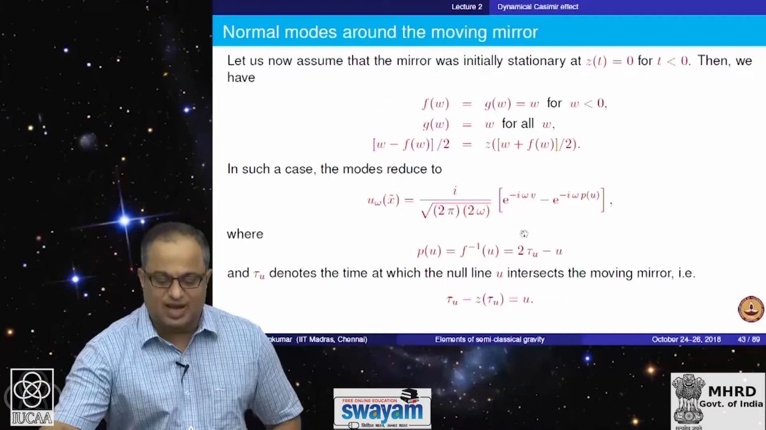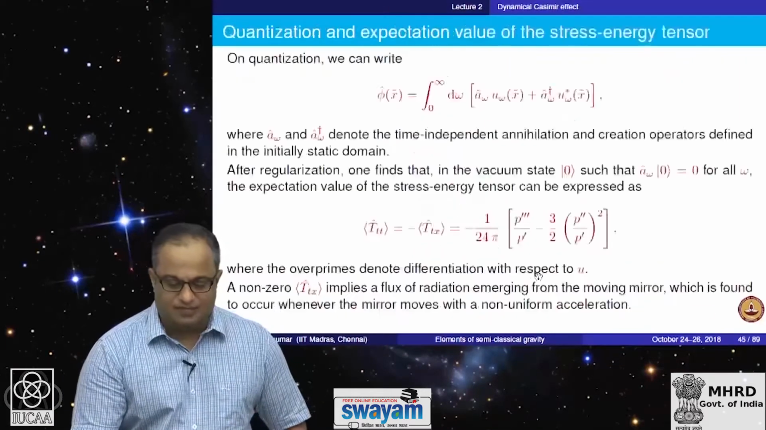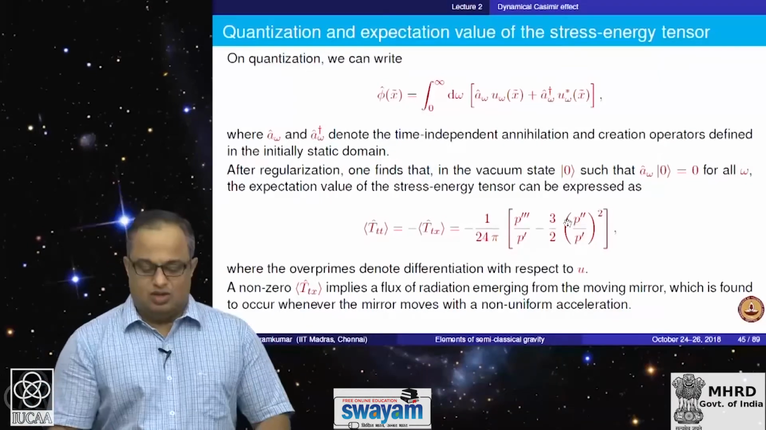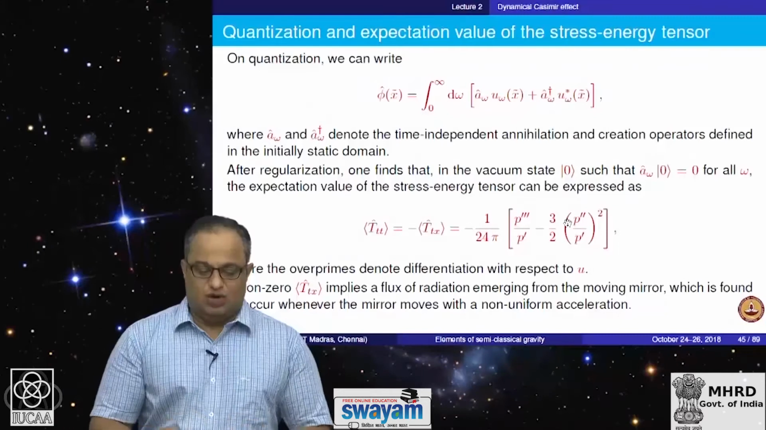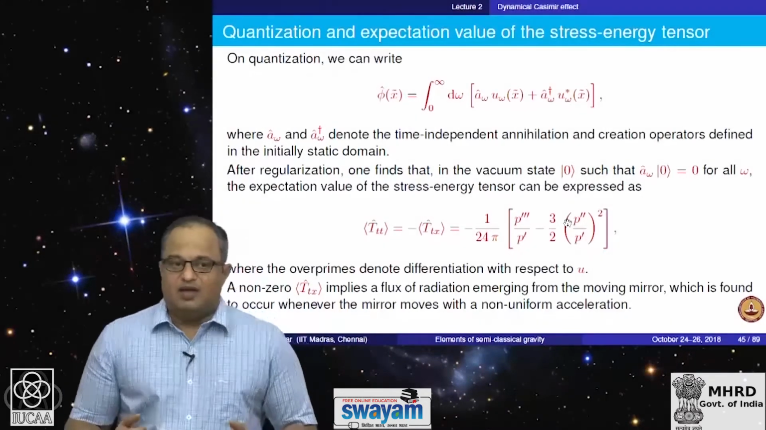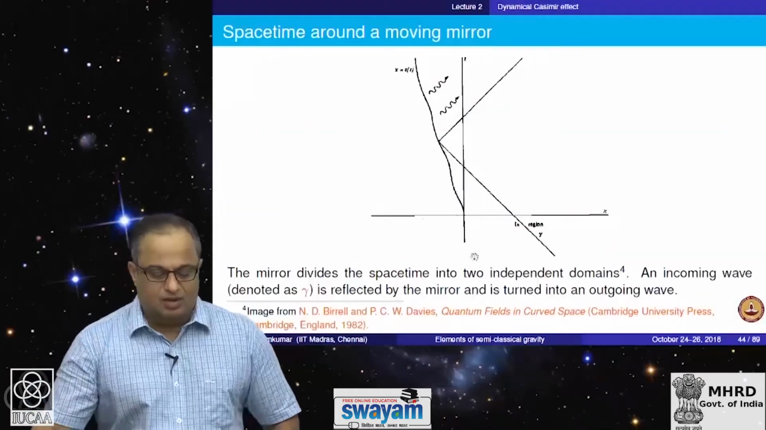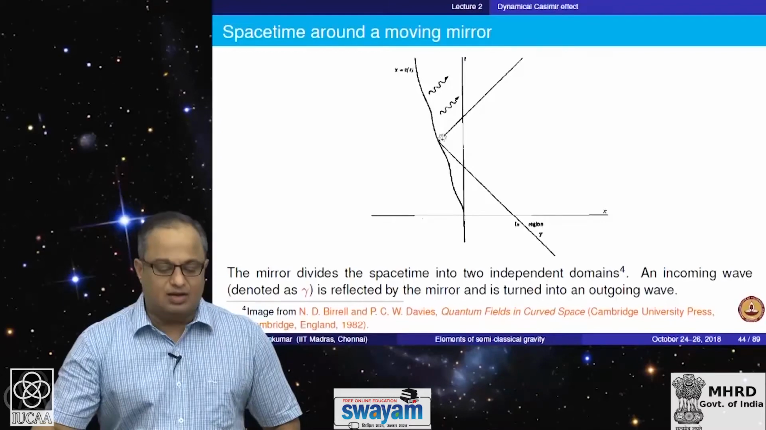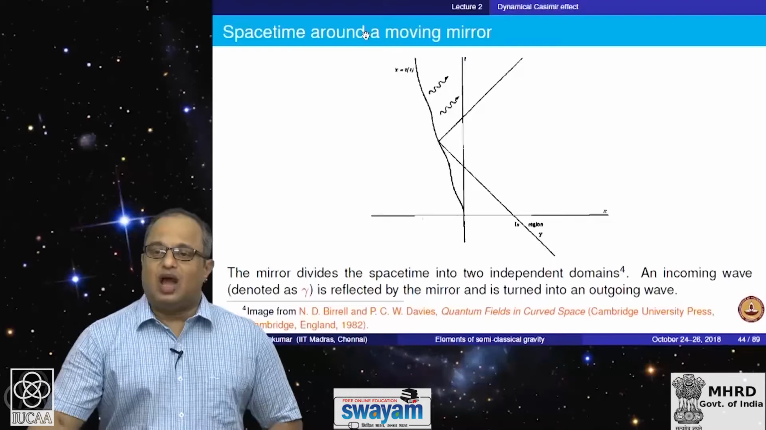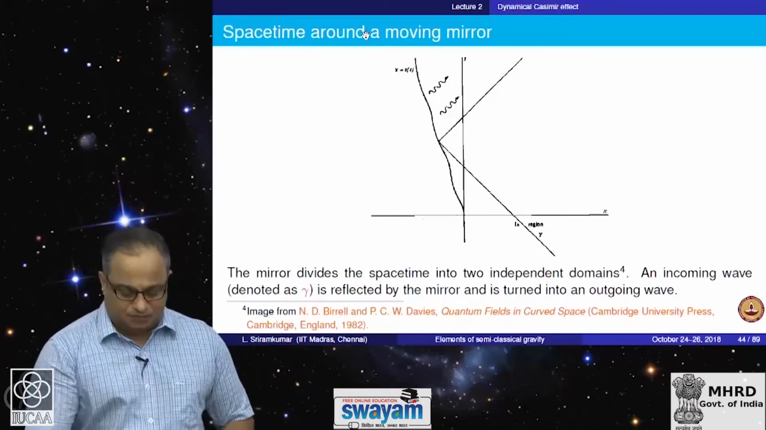P of u is given by this expression. It is determined by the trajectory of the mirror, okay, and you plug this in here, and you will obtain a non-zero energy density and non-zero flux. And we will talk about a specific trajectory for the mirror, where it behaves like this and accelerates asymptotically, okay, and we will in fact use this to understand Hawking radiation later.